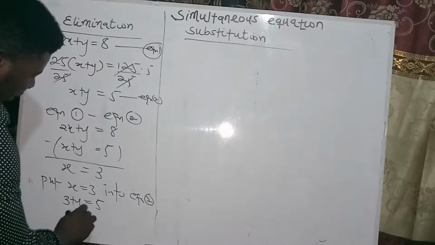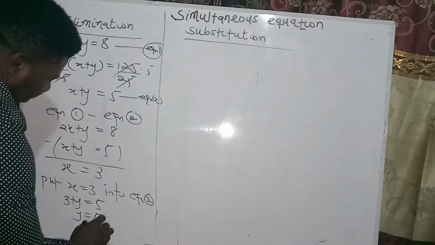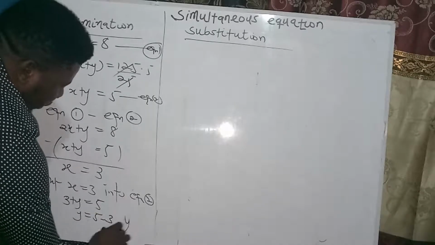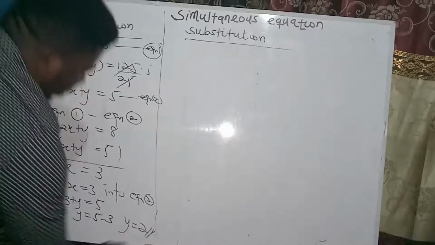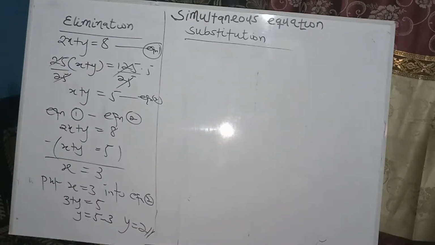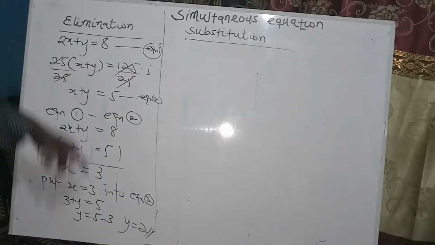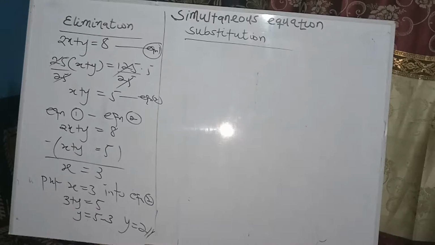So my y equals 5 minus 3. So my y now is equal to 2. So simple. So I've gotten the value of the variables x and y using the elimination method.